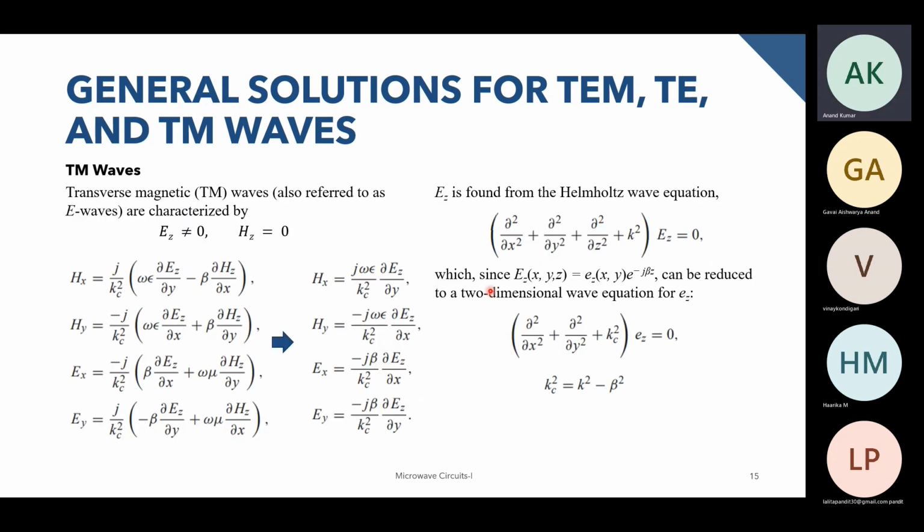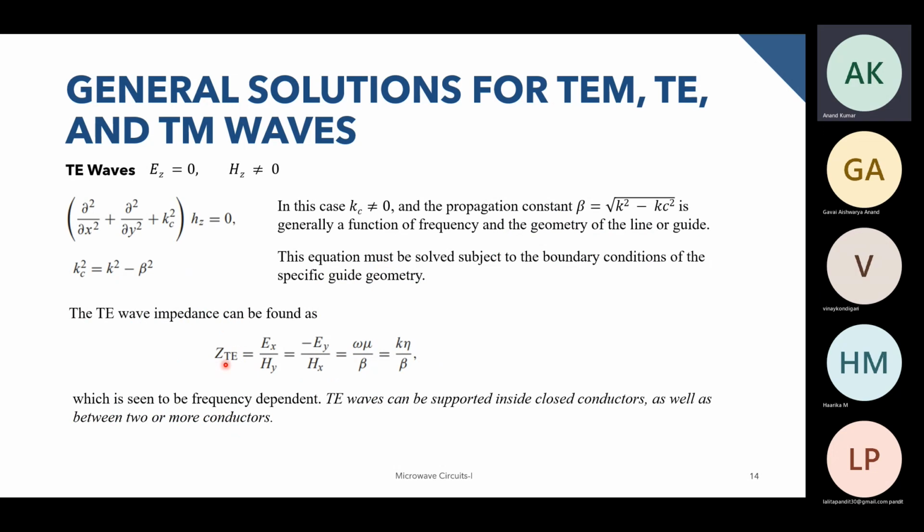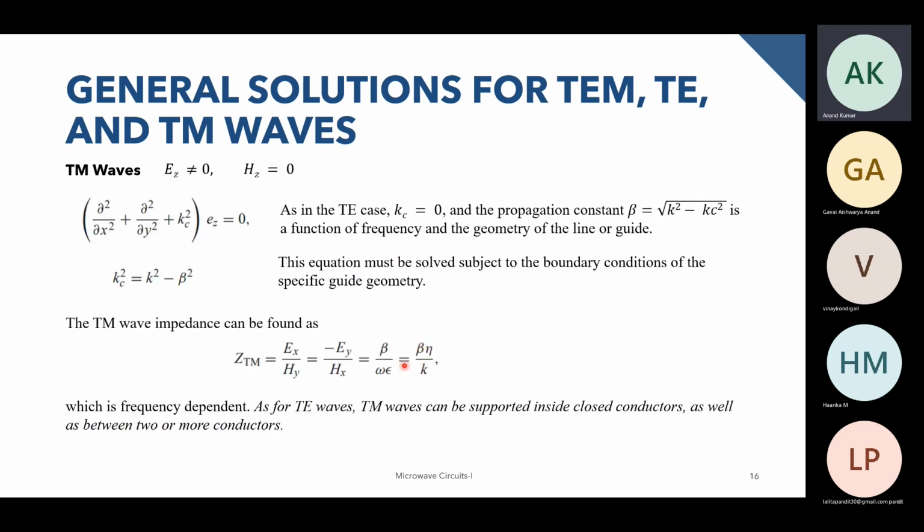Beta eta by k, and this is okay. ZTM is not the same as ZT. This is k eta by beta, and this is beta eta by k, and this beta and k need not be equal in all cases. For the TEM case, beta and k will be equal, but in other cases they will not be equal.